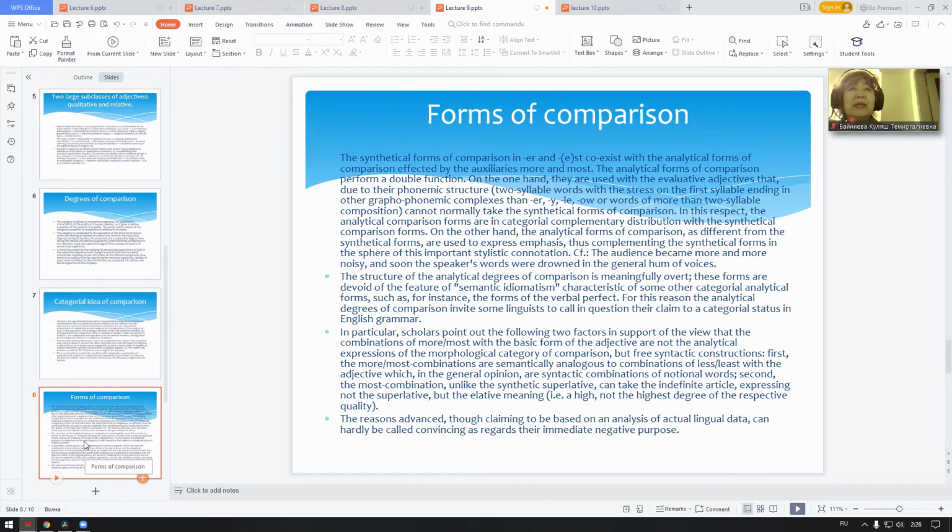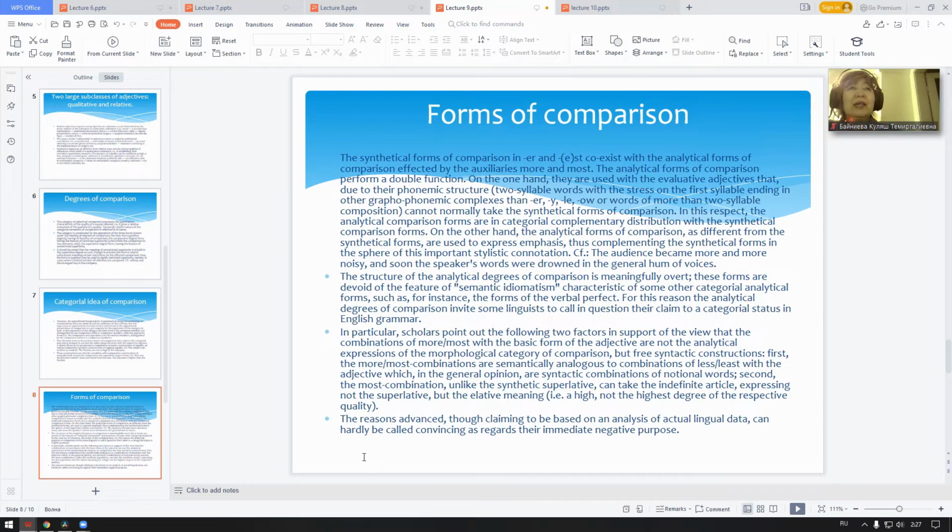Forms of comparison. The synthetical forms of comparison in -er and -est coexist with the analytical forms of comparison effected by the auxiliaries more and most. The analytical forms of comparison perform a double function.